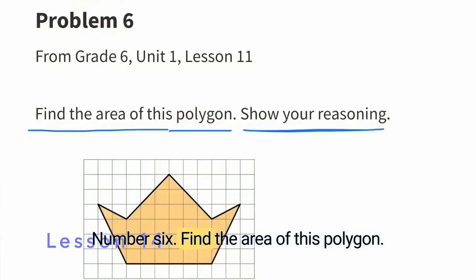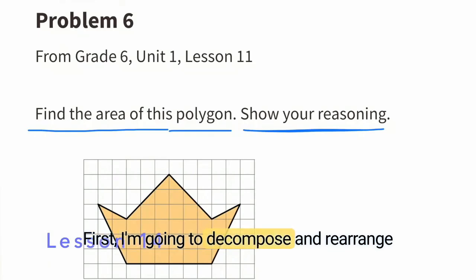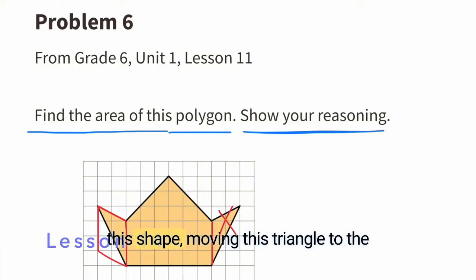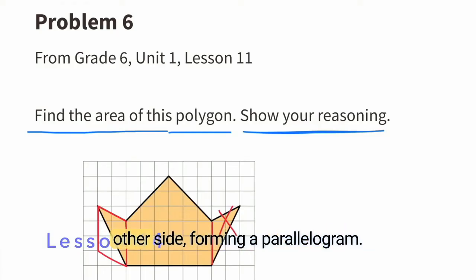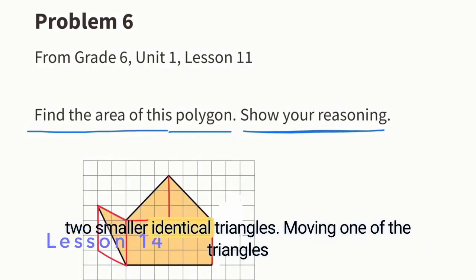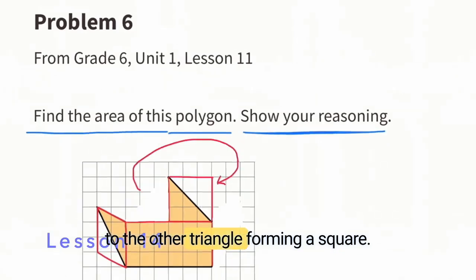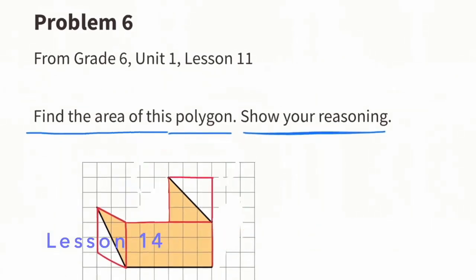Number 6. Find the area of this polygon. Show your reasoning. First, I'm going to decompose and rearrange this shape, moving this triangle to the other side, forming a parallelogram. I'm also going to decompose this top triangle, making two smaller identical triangles, moving one of the triangles to the other triangle, forming a square.